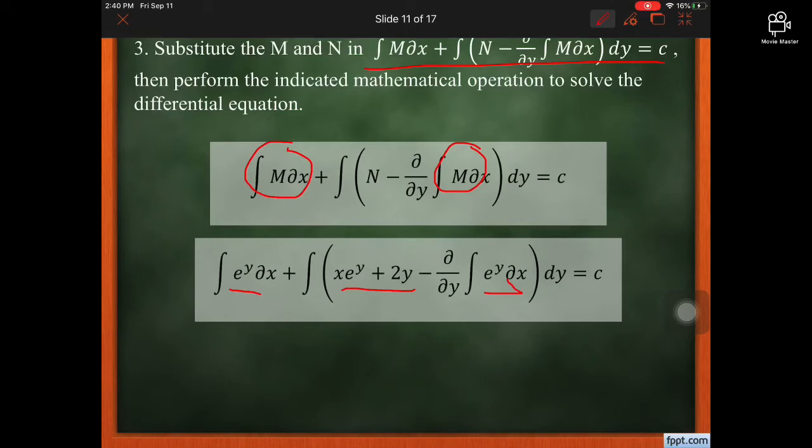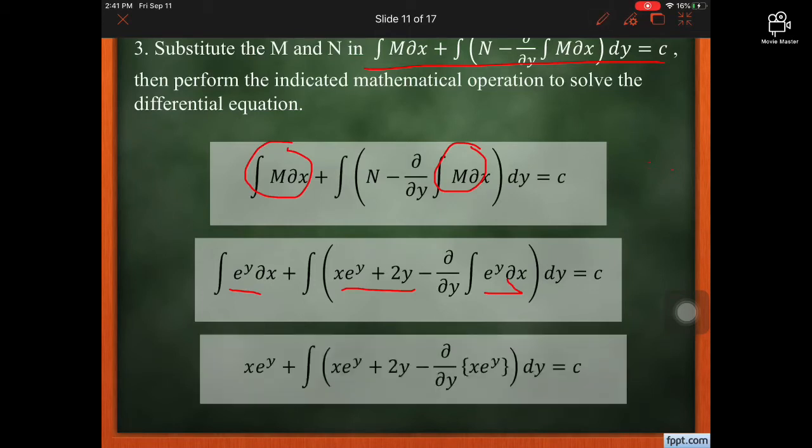So integrating the function of m with respect to x, and just copying first the other variables, because our concentration now is the integral of m with respect to x. That gives us x e raised to y.